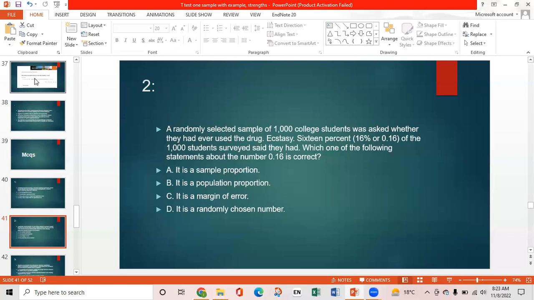A. Yes, option A is the right one. It is a sample proportion because 16% of those surveyed said they had.